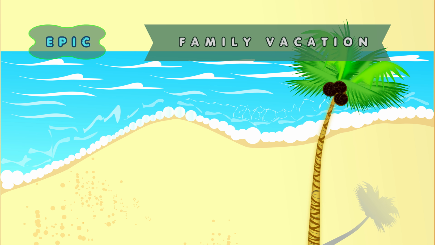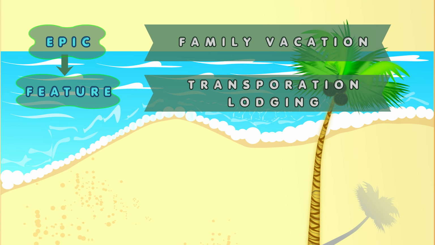A feature is like a large bucket list of work required to make the epic happen. You can't just do a feature in one step. It holds many smaller tasks such as transportation and travel arrangements, flights, rental cars, train tickets, lodging and accommodations, hotels or camping sites, and activities itinerary, booking tours, buying theme park tickets, mapping out hikes.